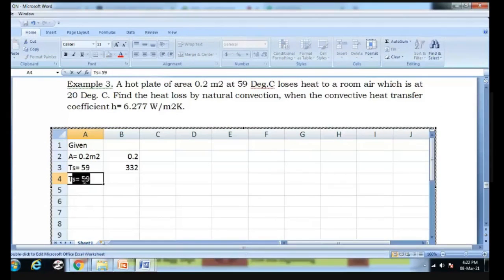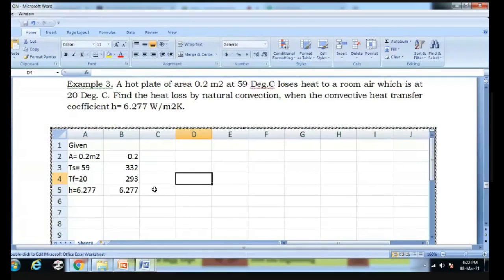T infinity, T fluid, the temperature of the fluid, what is it? 20. So you have 20 plus 273, that is your air temperature. And then you have h is equal to 6.277, and you know the unit is the same, it will not change. It is in the perfect quantity that we want for calculation. So these things are given.